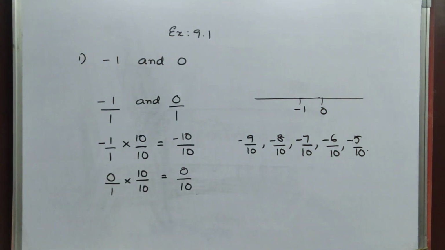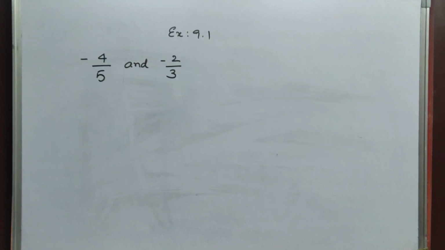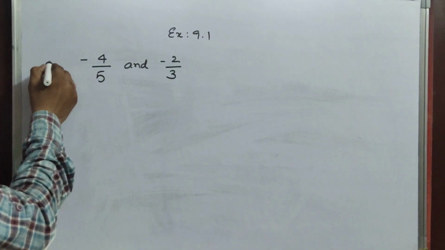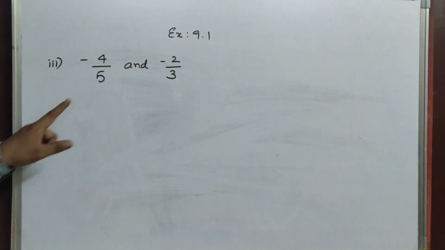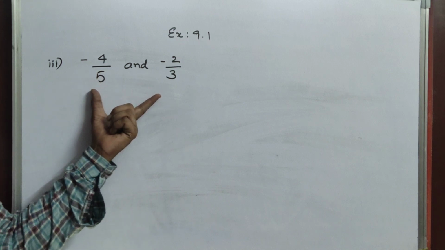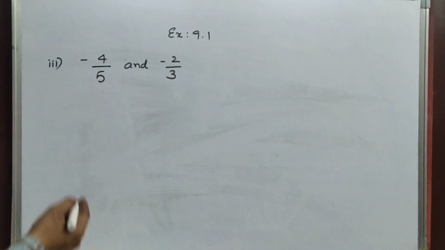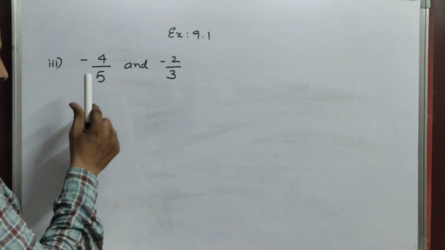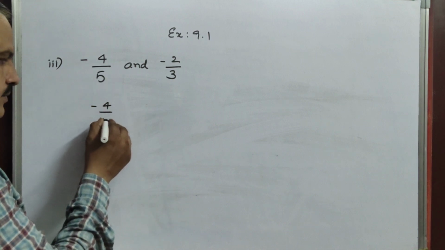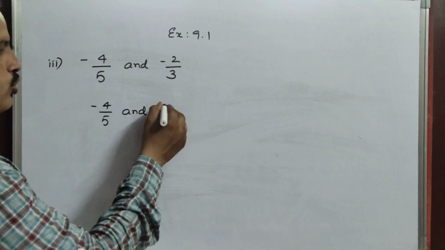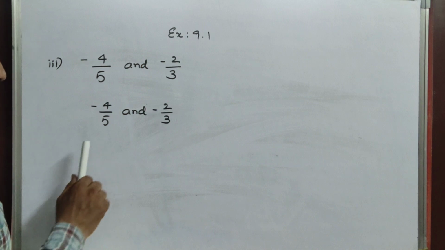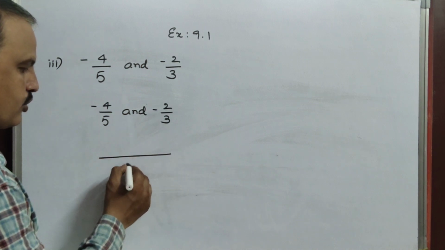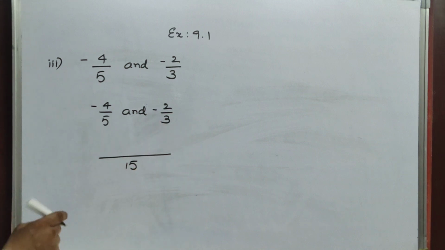Okay, listen very carefully. In your textbook only it is there, first Roman, third sum. Minus 4 by 5 and minus 2 by 3. He asked, list 5 rational numbers. But there is no chance in between minus 4 and minus 3 only. So now see the denominators here. Minus 4 by 5 and minus 2 by 3. The denominators are not the same, so first find the LCM.